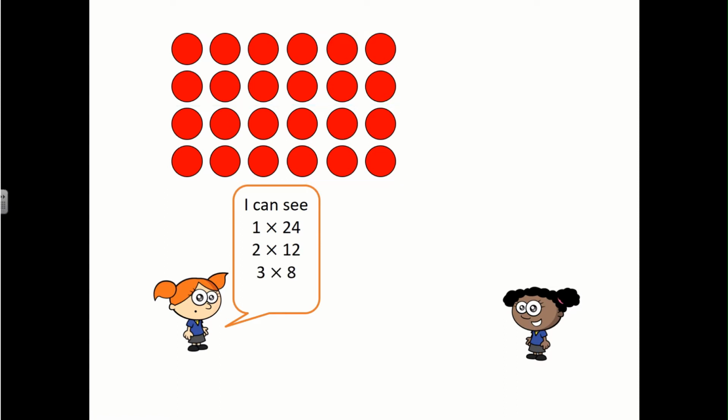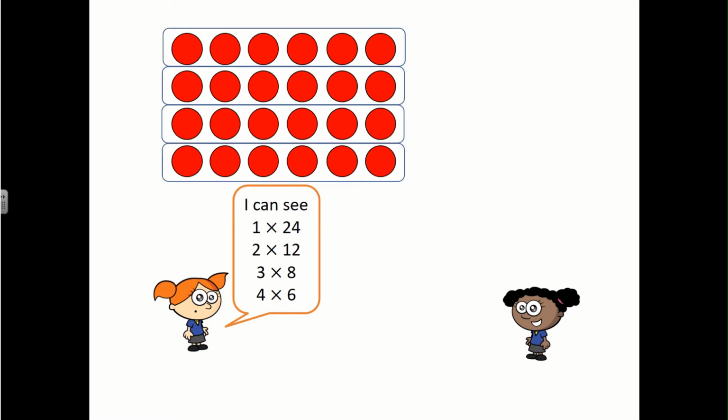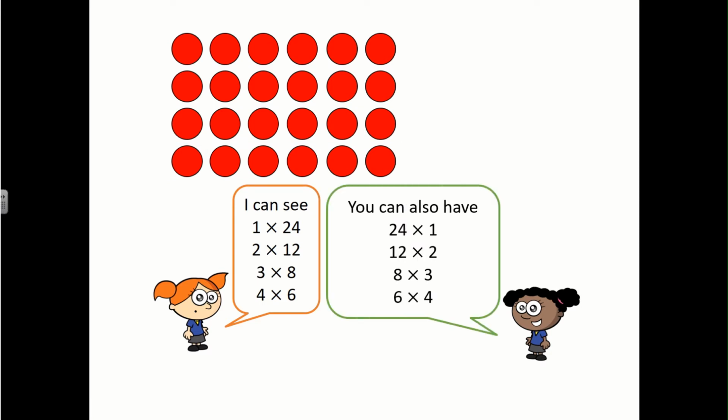I can also see 3 groups of 8. 8 plus 8 plus 8. 8, 16, 24. 3 multiplied by 8 is 24. I can also see 4 groups of 6. 6 plus 6 plus 6 plus 6 is 24. I can also think about them as their inverse, because in multiplications you can write the calculations either way round.